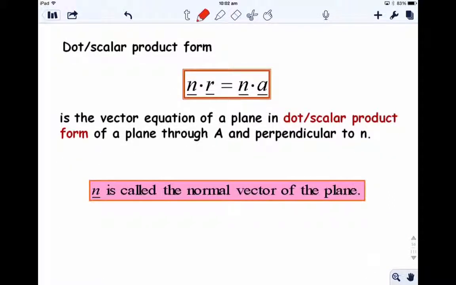Okay, the first way of writing the equation of a plane, I'm going to go through this in more detail, is called the dot or scalar product form. So let's look at that in more detail.